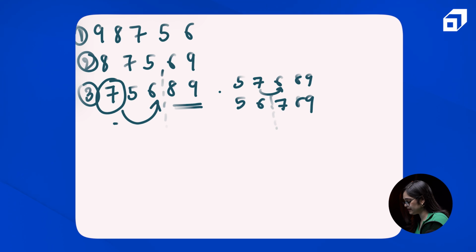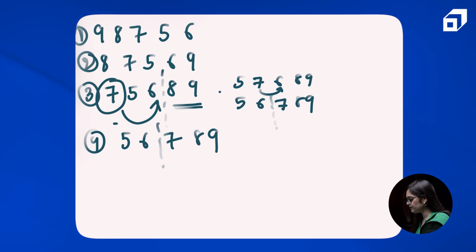So now these three elements are sorted, and our result of this iteration is 5, 6, 7, 8, 9. Now we have just two elements left. So we'll start once again. We'll compare the two adjacent elements 5 and 6. Now they're already in sorted order, so we don't need to swap them. So for this iteration, the result becomes the same 5, 6, 7, 8, 9.